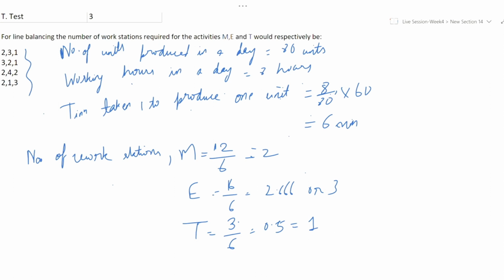Okay. Here, so the order in sequence, the number of workstations are 2, 3, 1. So the correct option is option A. Moving on to the next question.